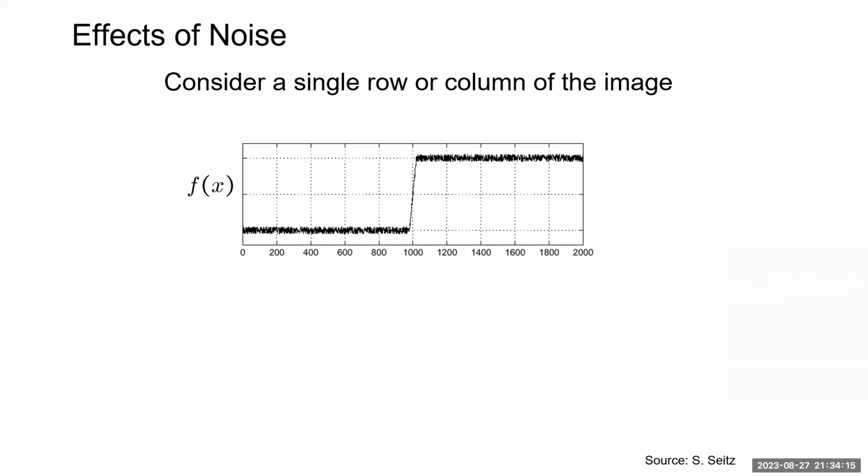Now we'll look at the effect of noise in an image. In this image, you can see there's a little bit of noise. Now, what do you think happens once you get the differentiation of this image?